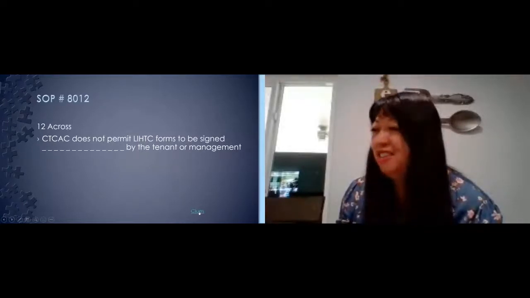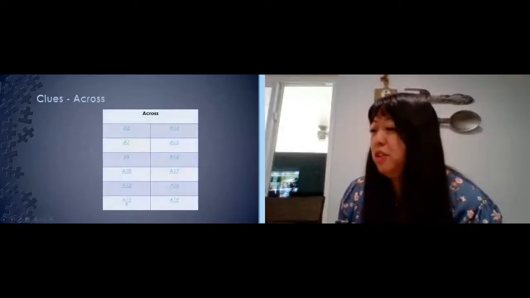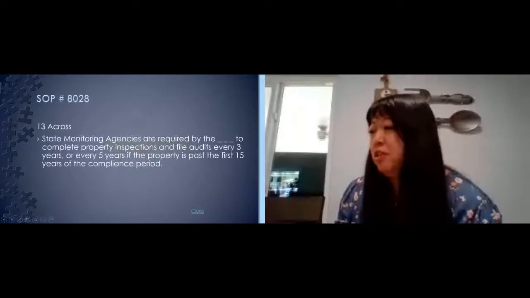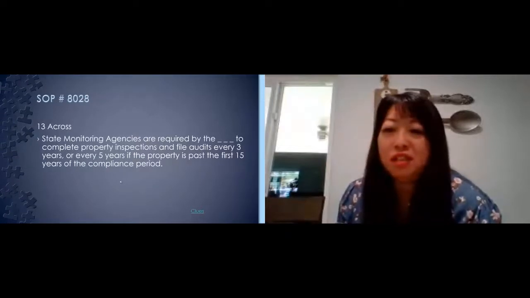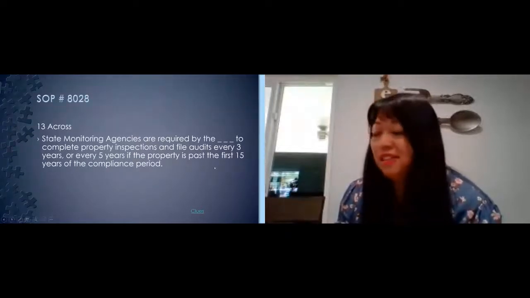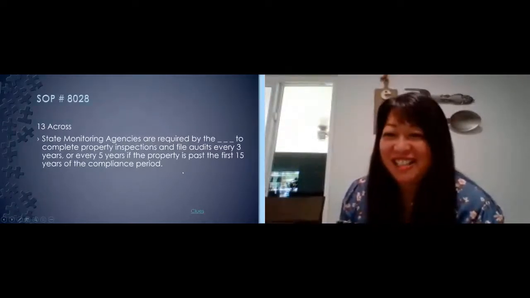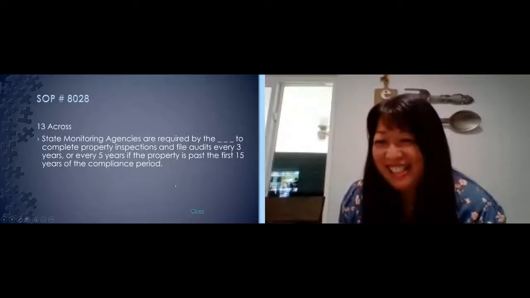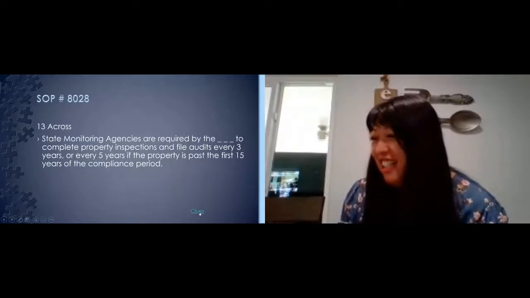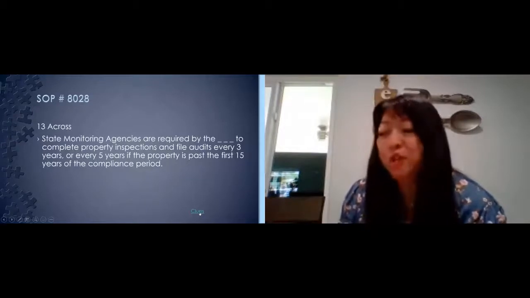Okay, moving on. We're going to go to 13 across. State monitoring agencies are required by the WET to complete property inspections and file audits every 3 years or every 5 years if the property is past the first 15 years of the compliance period. Three-letter word. Yes, Carrie, easy peasy. Okay, this is found in SOP 8028.